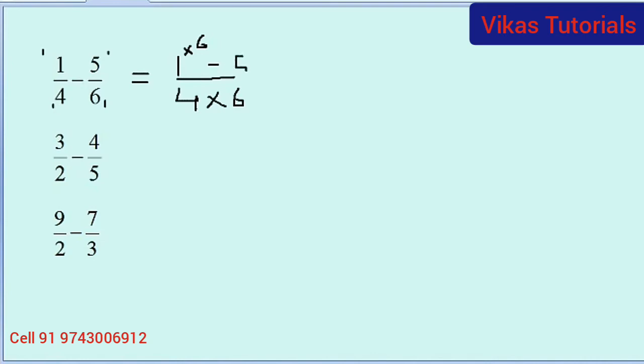The numerator is how much? 5 into 4, the denominator of the first number. So this becomes 6 into 4, 24. Then here 1 into 6 is 6 minus 5 into 4 is 20. Okay, now 6 minus 20. So 6 minus 20 is how much? First we have to do 20 minus 6 equals 14.